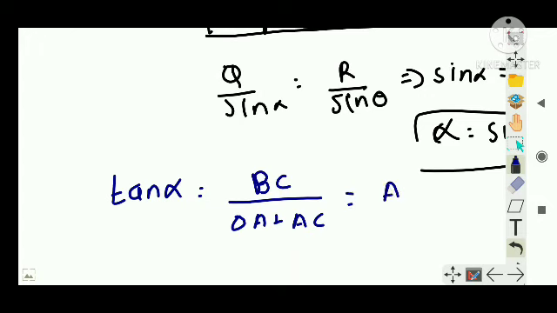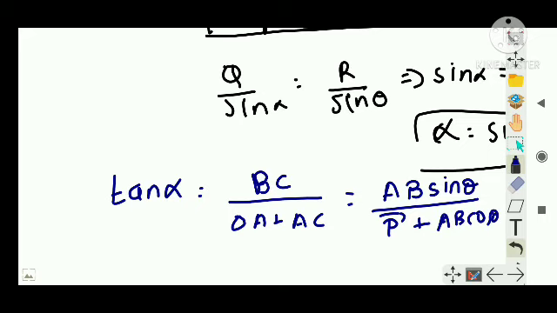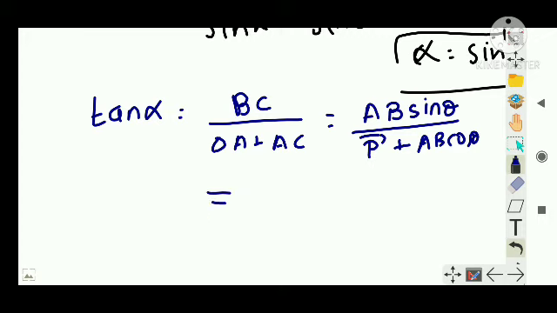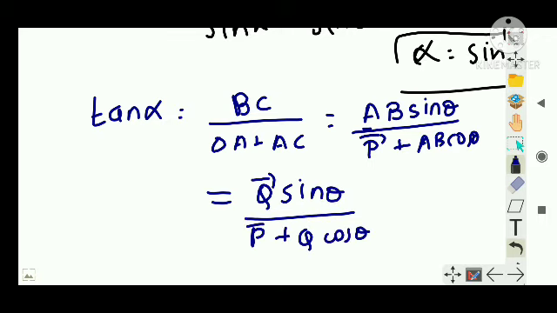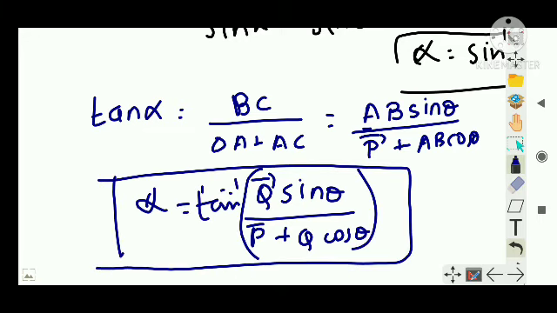BC can be written as, remember we had written, AB sine theta, and OA is the P vector and AC is AB cos theta. This is all we have proved in the earlier section. That is equal to Q sine theta divided by P plus Q cos theta. So alpha is equal to tan inverse of this factor. This is the angle the R vector makes with the vector P: tan inverse Q sin theta divided by P plus Q cos theta.